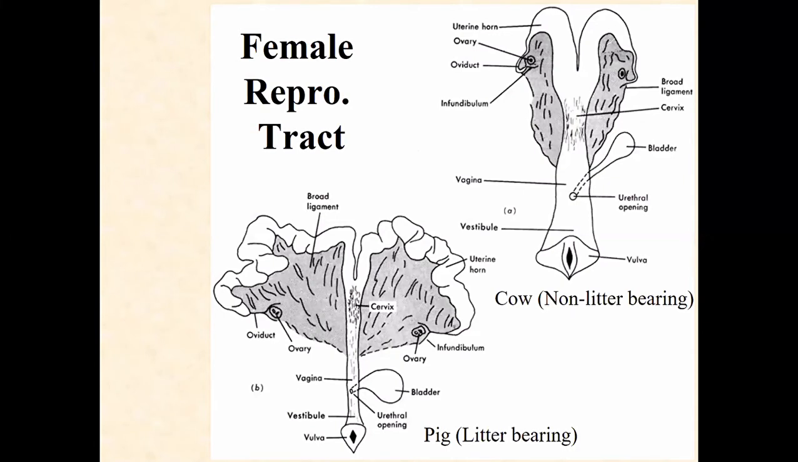Female reproductive tract, you have the non-litter bearing cow and the pig that is litter bearing. In this picture, you see how the pig is litter bearing and it's expanded and opened up. And so it's just going over, giving you a picture view of where the major organs of the reproductive system are located.